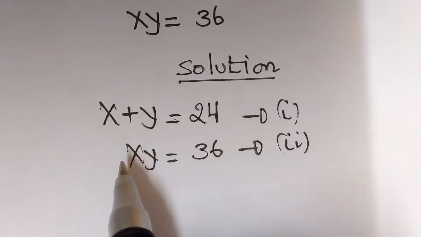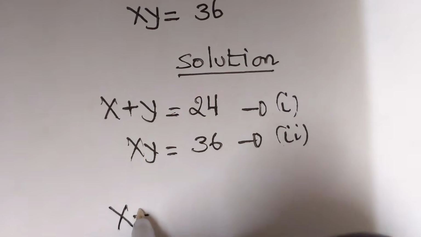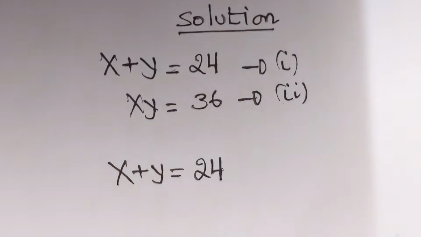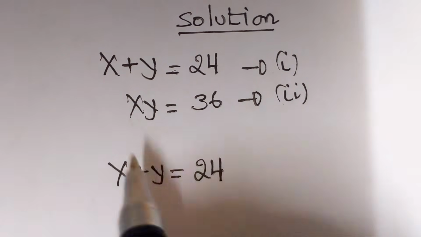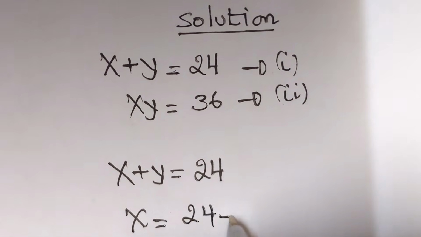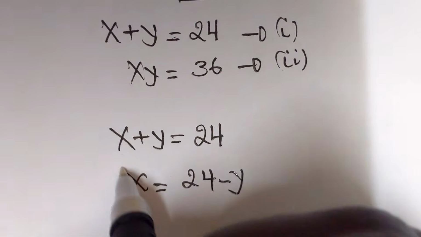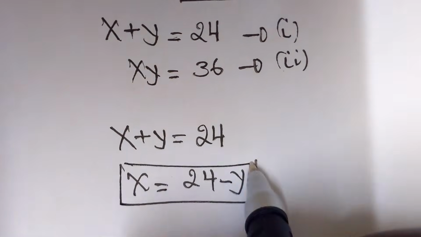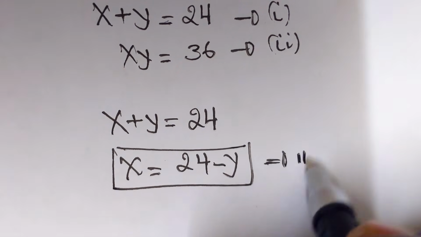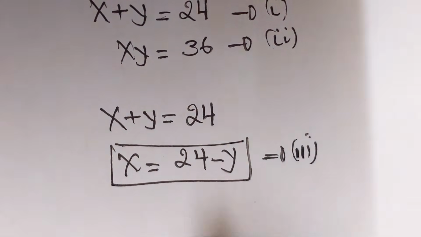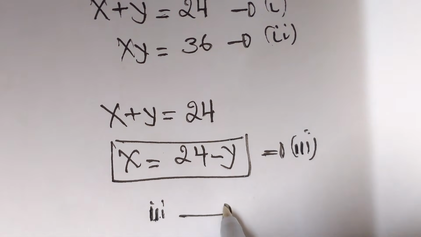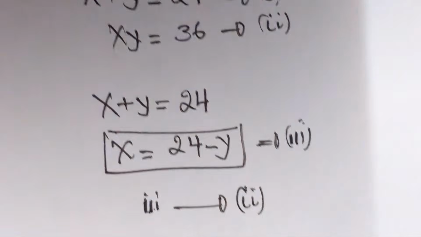From equation 1, we have x plus y equals 24, and here we can make x the subject by finding the value of x, which is equal to 24 minus y. Then this is equation 3. We're going to take equation 3 and substitute it into equation 2. What should we get here?